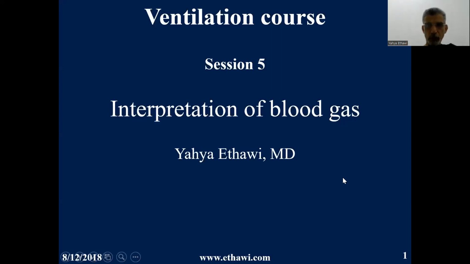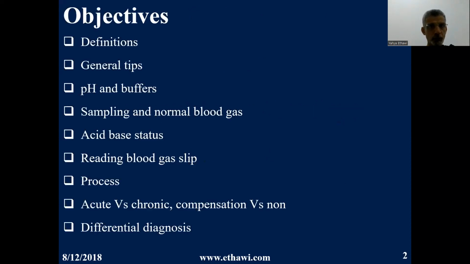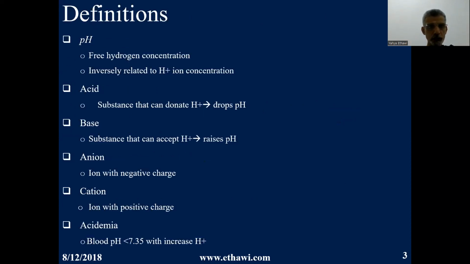So today we will learn how to interpret a blood gas, and I will skip some slides, but if you guys want to read them, it's up to you. I will only concentrate on important issues. We'll talk about definition, general tips, pH and the buffer, sampling and normal blood gas, acid-base status, reading a blood gas slip, process, acute versus chronic problem, compensation versus non-compensation, and differential diagnosis.